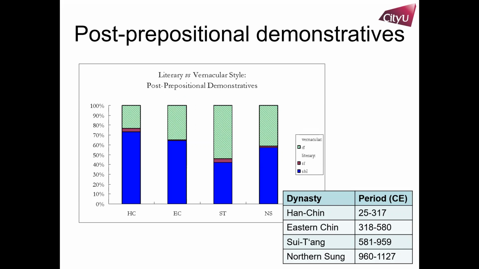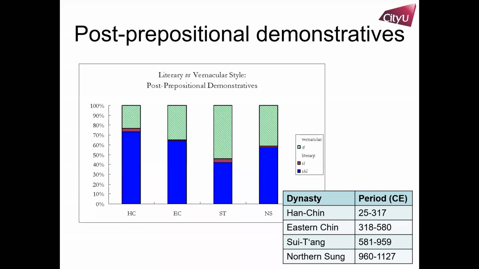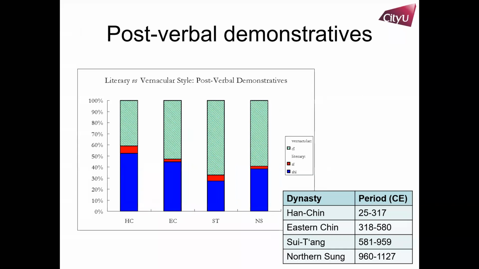With the literary style declining from the earliest period up to the Sui Tang, the third column, and then shooting up again in the Northern Song. So again, it can be the result of stylists. The next graph is also on the same linguistic construction, but the first one looked at post-prepositional ones, and this graph here, with very similar trends, looks at demonstratives following a verb rather than a preposition.